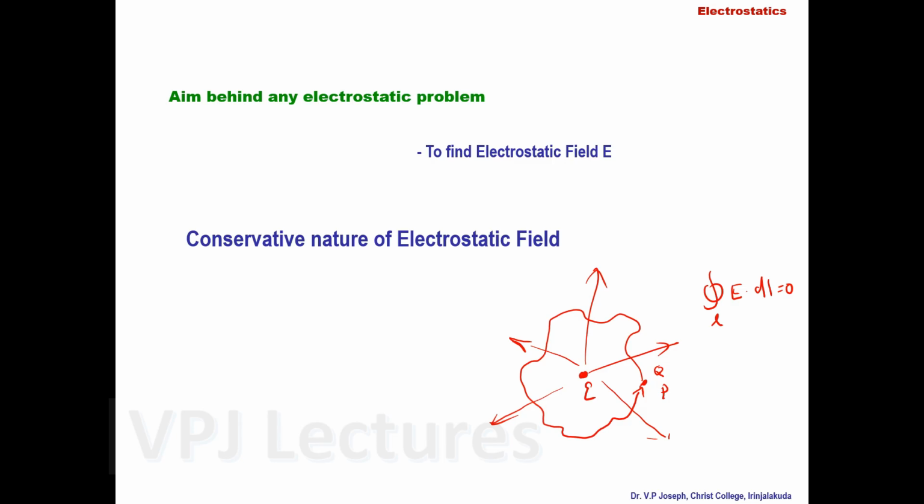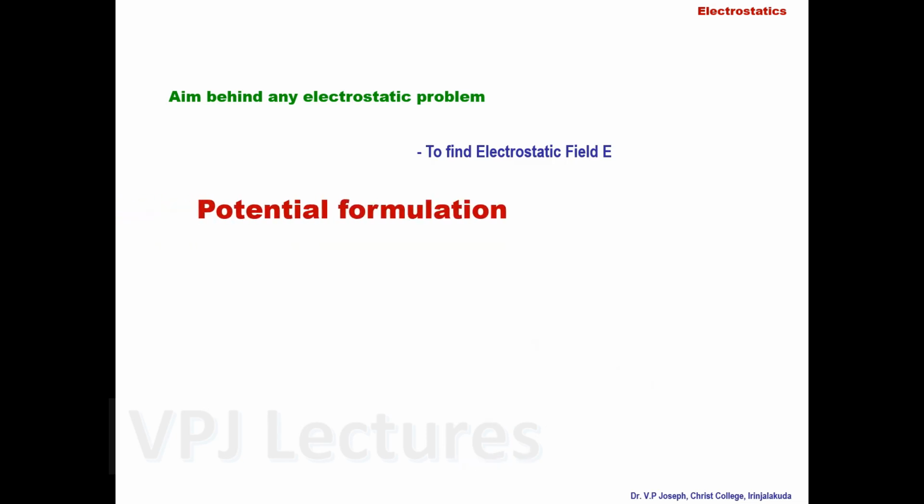And there is a point form for this equation also, that is the curl of E, which means we will find the value of del cross E. In the previous case we found del dot E, and here it is del cross E. These two equations, del dot E is equal to rho by epsilon 0, and del cross E is equal to 0. These two equations are the static field equations, the most important equations of electrostatics.